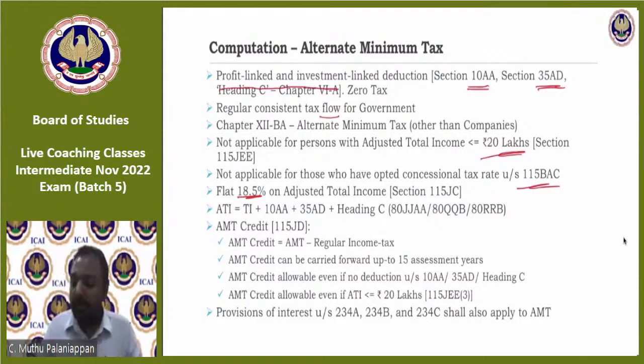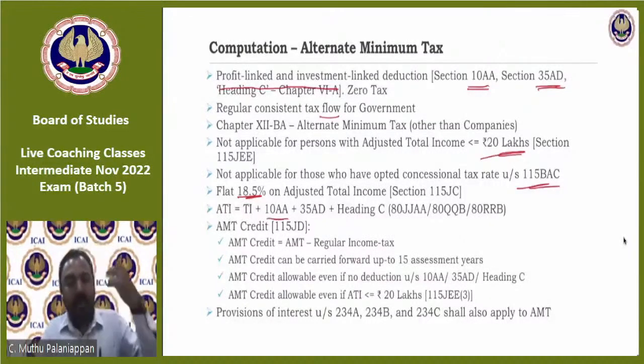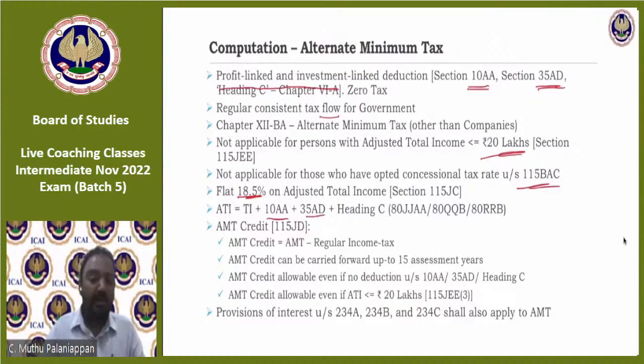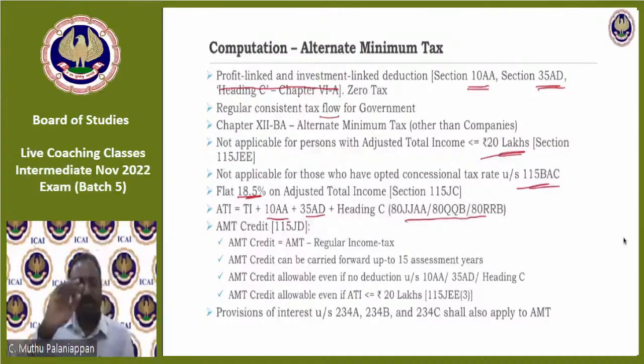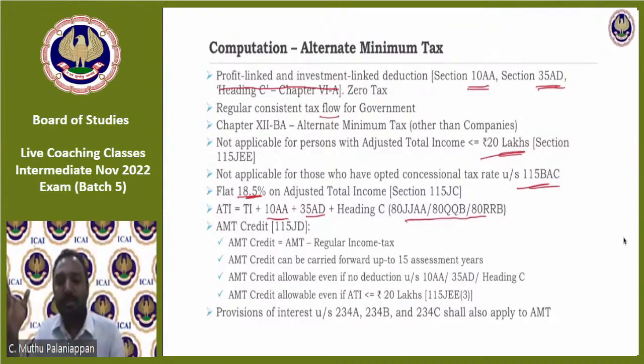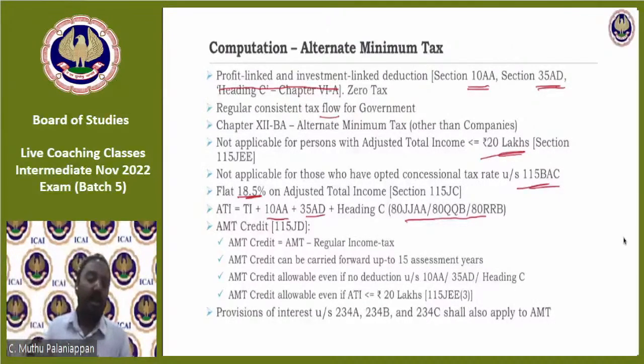So what is adjusted total income? It is total income plus whatever exempt income under 10AA, whatever deduction under section 35AD, and heading C. When you say heading C, what is applicable for you in your intermediate? It is only these three sections. So the rest of the sections are typically not applicable. So 80JJAA is additional employee cost, 80QQB is royalty on books, and 80RRB is royalty on patents. So only these three are basically eligible for your intermediate. So that's why I said you can basically ignore the rest. The only sections applicable to you are 80JJAA, 80QQB and 80RRB.